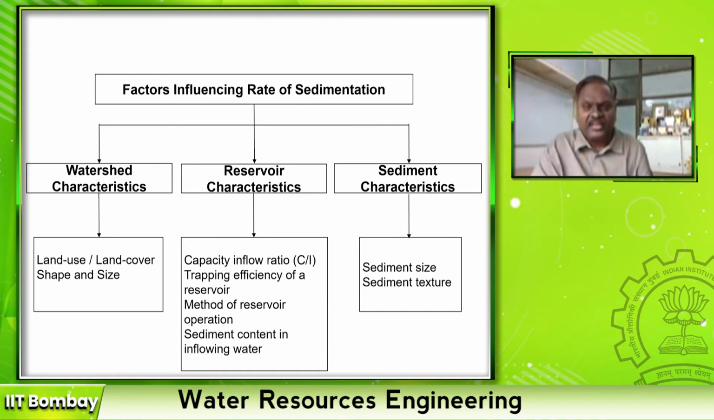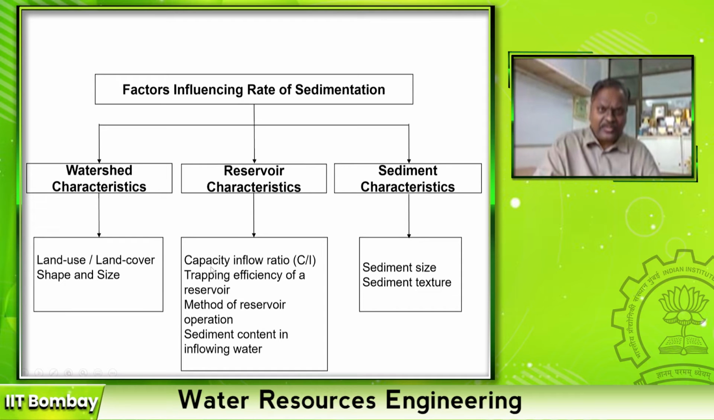Then the last characteristic which governs the rate of sedimentation is the sediment characteristics, like sediment size, texture, and shape. Suppose the sediment size is very large, then they get deposited at the mouth of the reservoir itself. Suppose the sediments are always in coagulant form, then whenever we open the gate, they go away, right? So these are all the characteristics which govern the rate of sedimentation.